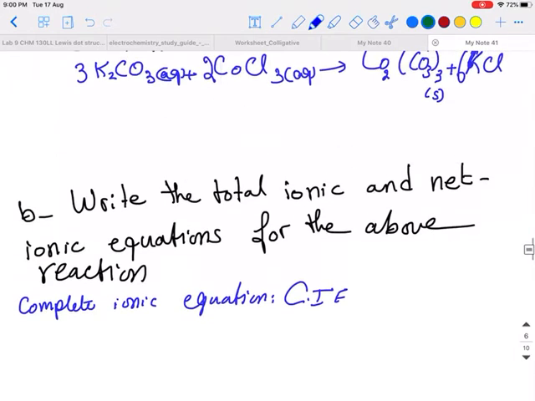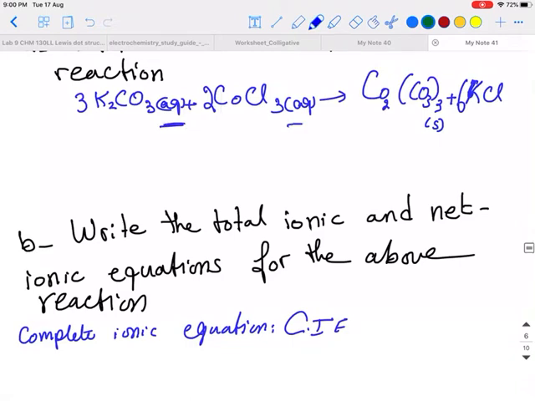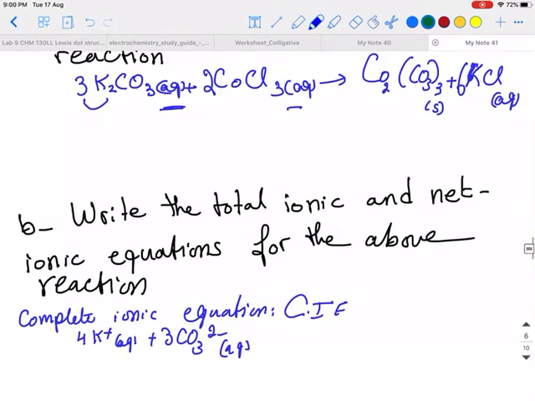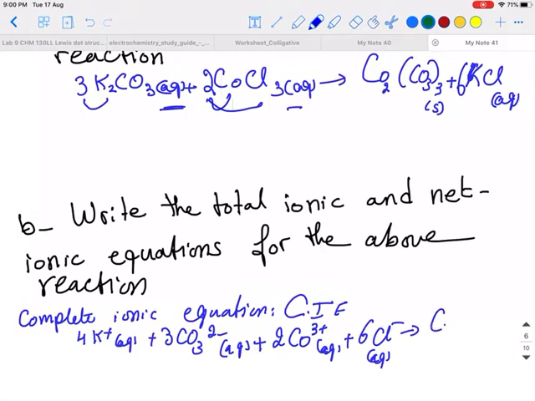Complete or total ionic equation, which is CIE. In the equation, only aqueous species split into ions. Solids I keep as they are. So here we have 4K plus aqueous and 3 CO3 2 minus aqueous. Also cobalt chloride, it's aqueous, so I split it into ions: 2 Co 3 plus aqueous and 6 chloride, 2 times 3, 6 Cl minus.